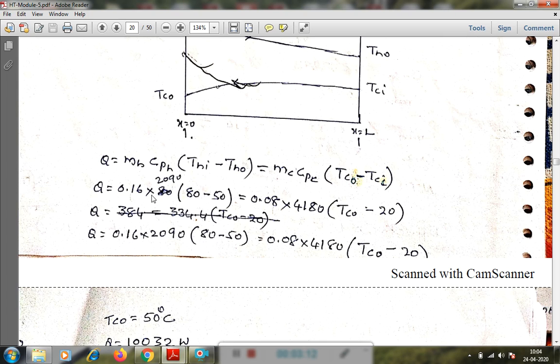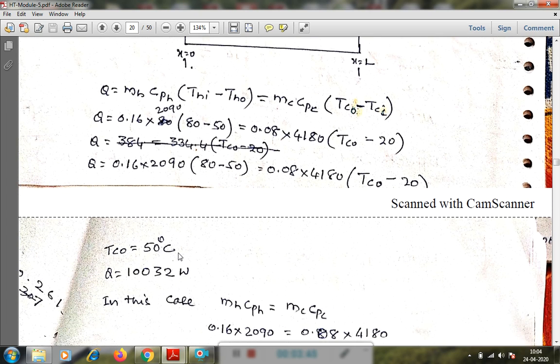And Q is equal to 0.16, the mass flow rate of the hot fluid, 2090 specific heat, 80 minus 50. Its inlet temperature and outlet temperature of the hot fluid are known. Then 0.08, the cold fluid flow rate, 4180 is the specific heat of the water, Tc0 is unknown and its inlet temperature is given, Tci 20. And from these two equations, by simplification, we are going to get Tc0 is equal to 50 degrees Celsius. And if we calculate the Q, we are going to get 10,032 watt.